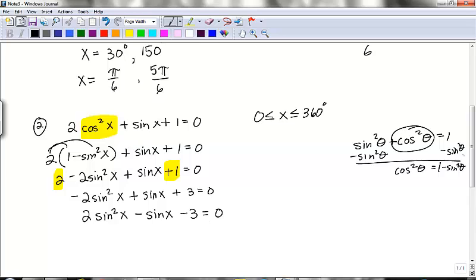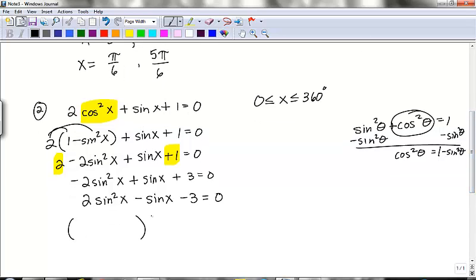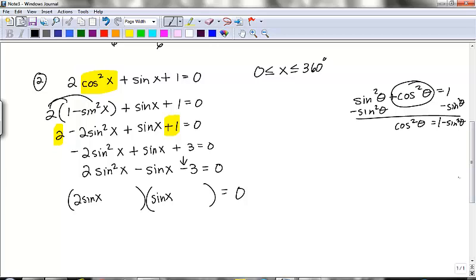Now is it factorable? Okay? There's nothing in common, but it's just like I need 2 sine x times sine x. If I FOIL that, that'd give me 2 sine squared x. This tells me the signs are different. One's positive, one's negative. Okay? And what do I need? Try one here. Try it.